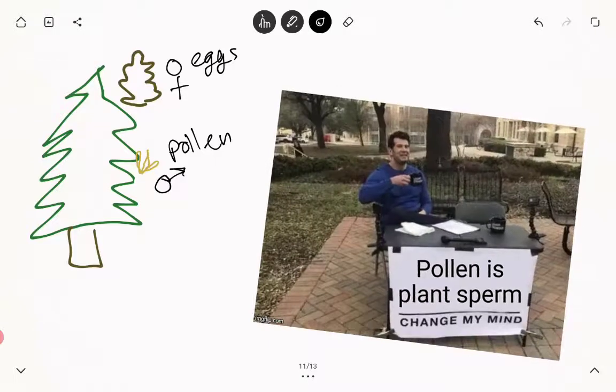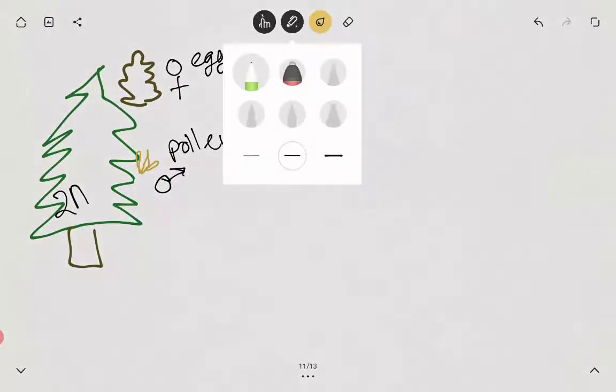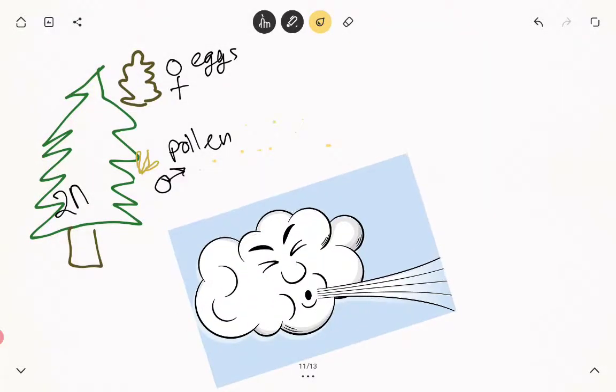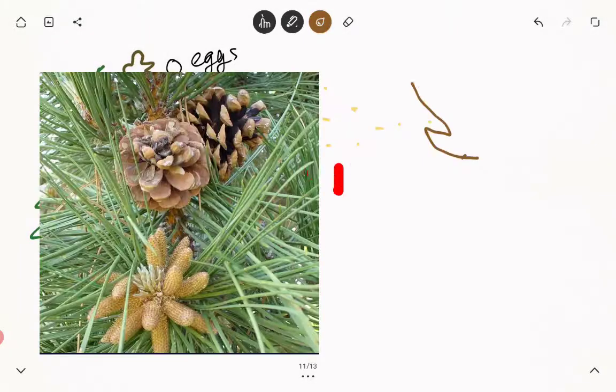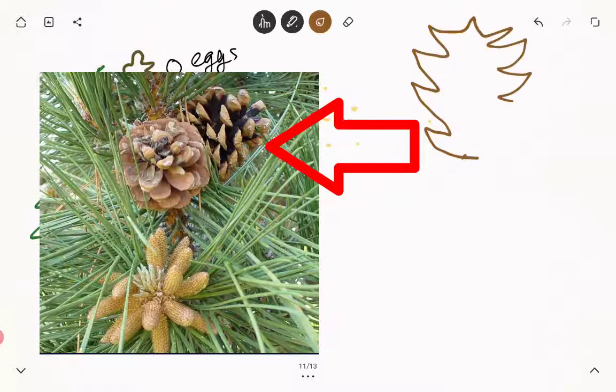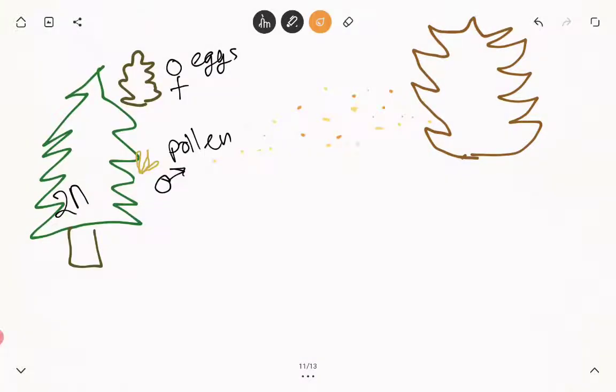This pollen is haploid. The rest of this here is our sporophytes, which are diploid. The pollen grains that are produced are haploid, and they are going to float through the wind and land on a female pine cone.